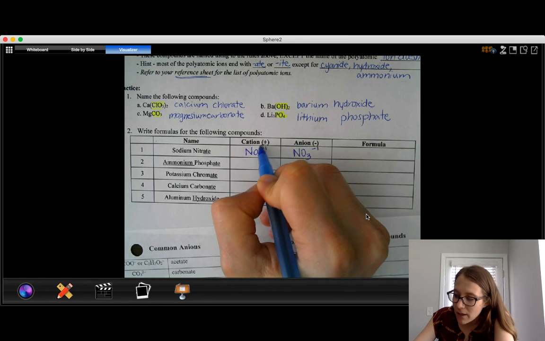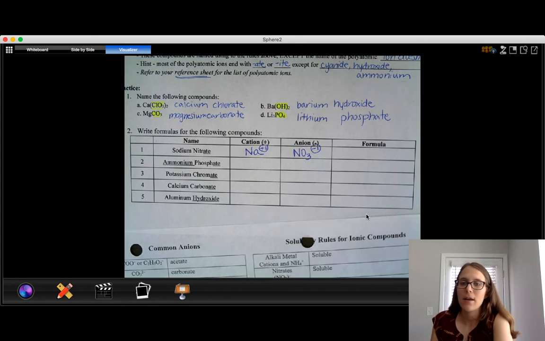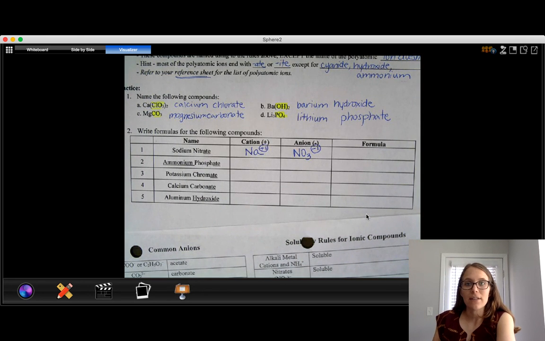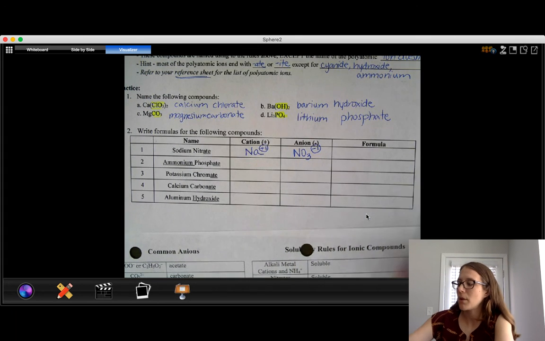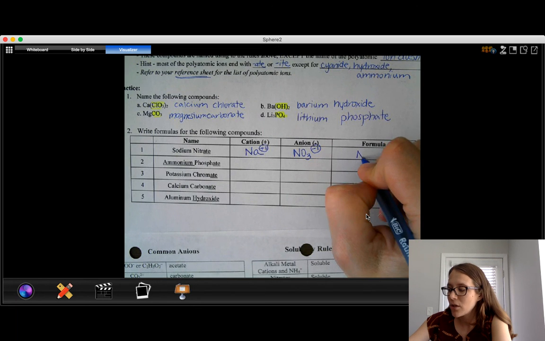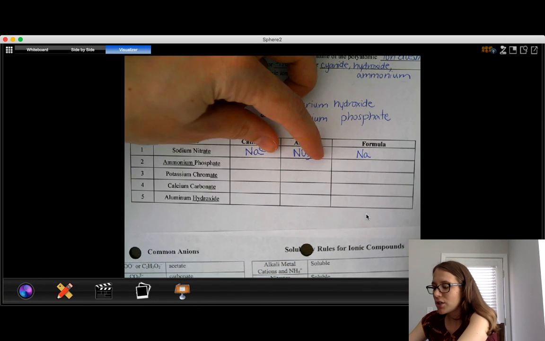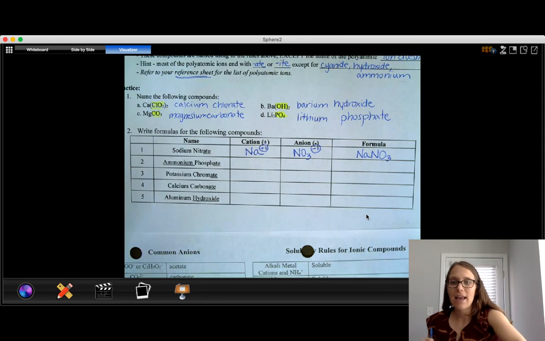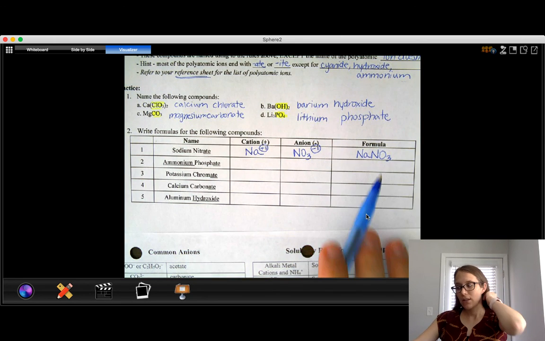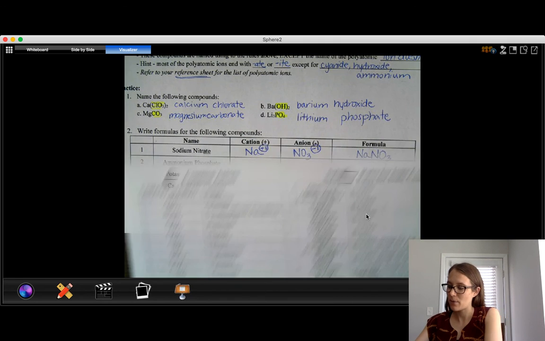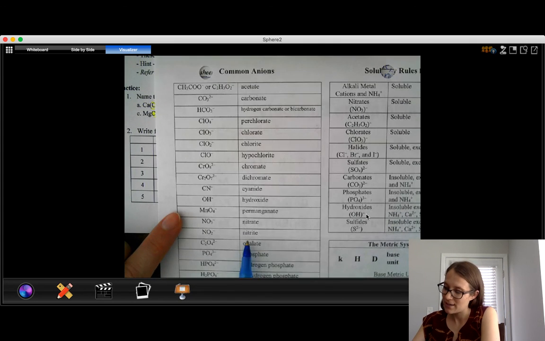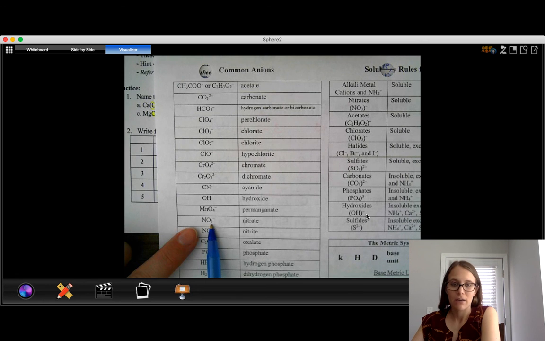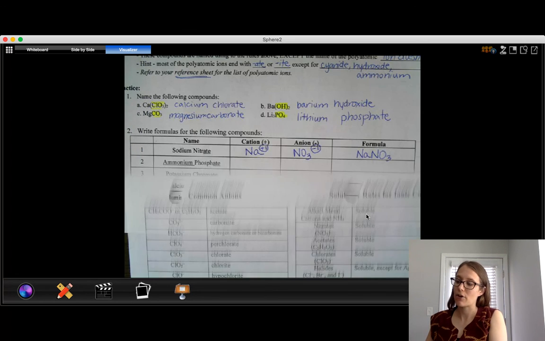Once I have that written, I'm going to look at the charge, +1 and -1, and ask, are these a perfect match or a crisscross? +1, -1 is a perfect match. So I don't need to write the charges, but I'm going to take all the rest of it and swoosh it together. NaNO3. So notice that the 3 stays because that was part of what nitrate is. Nitrate is NO3. Like that whole chunk has to stay together.